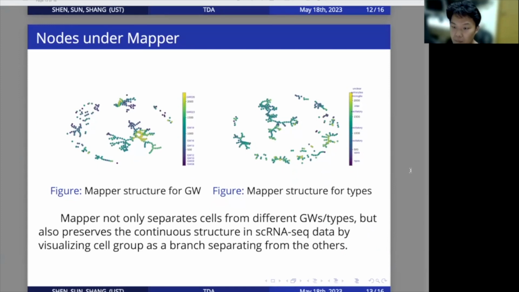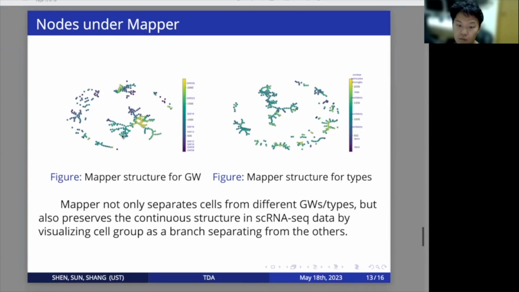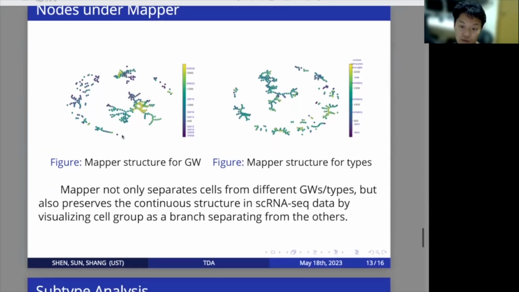The output of the Mapper on the original data is a network where each node is a cluster of cells and each edge means the 2 clusters share some common cells. On the left-hand side, we assign color based on different gestational weeks, and on the right-hand side, it's assigned by cell types. The size of the node is proportional to the number of cells in the node, and each color of the node represents a specific property of the cells. By visualizing the shape of the data, we find the Mapper not only separates the cells from different weeks or types, but also preserves the continuous structure of the single-cell RNA sequencing data.